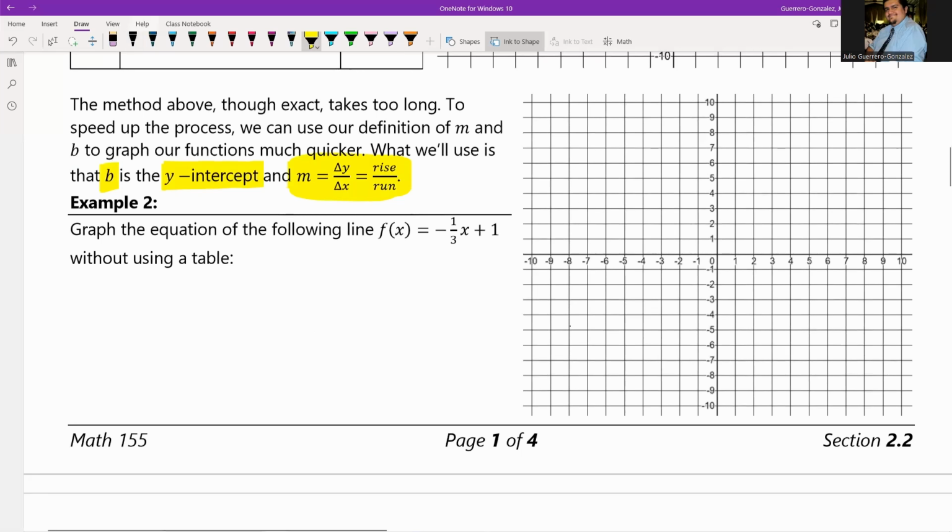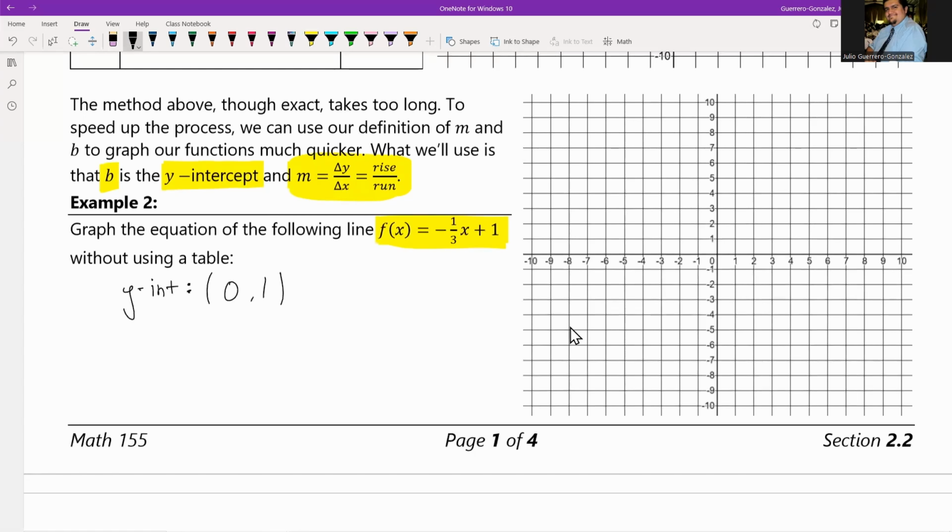Okay, so graph this function without using a table. So that's what I'm about to do. Okay, so I'm going to go ahead and do this first of all. So my y-intercept is automatically that tail. It's that +1, right? So my y-intercept is automatically going to be 0, 1.